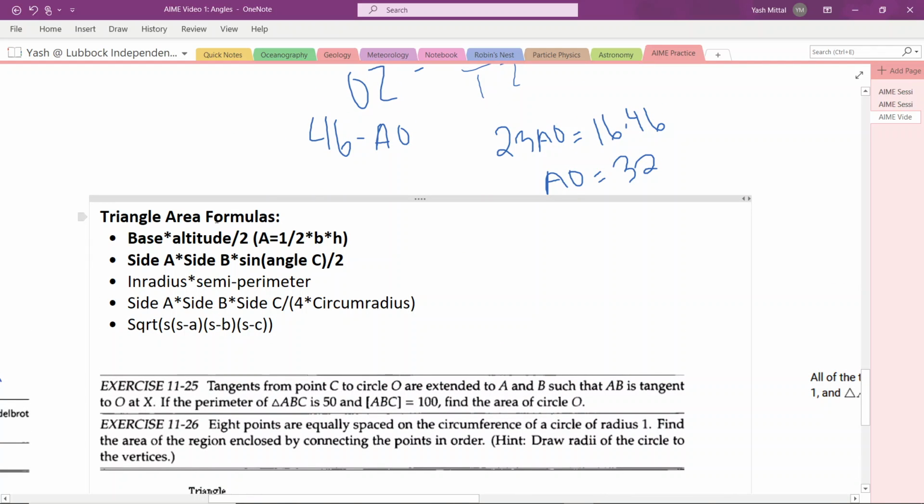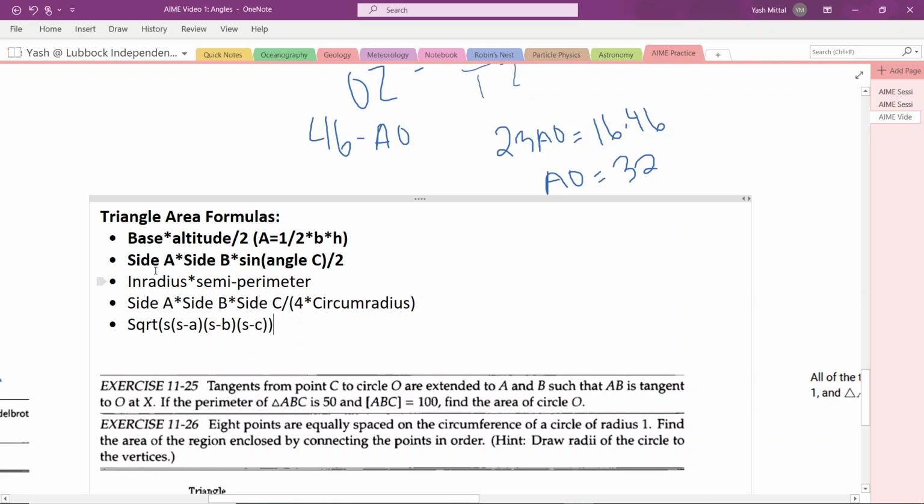So we have, these are 4 major triangle area formulas that you must memorize to help you figure it out. And we have the base times altitude over 2, which is the one that you most likely learned in school. One where it's base times height over 2 is equal to the area. Area is 1/2 base times height.